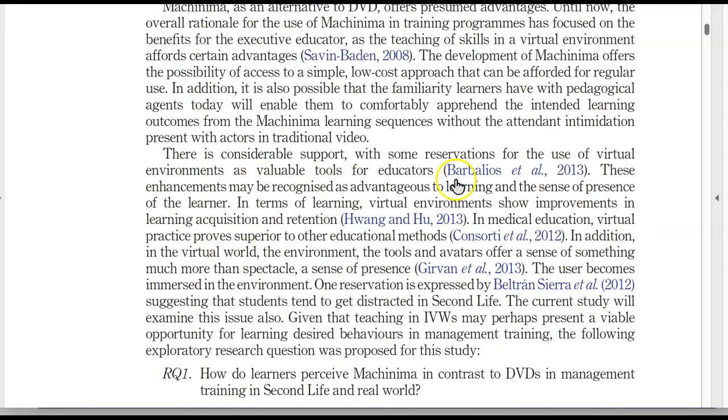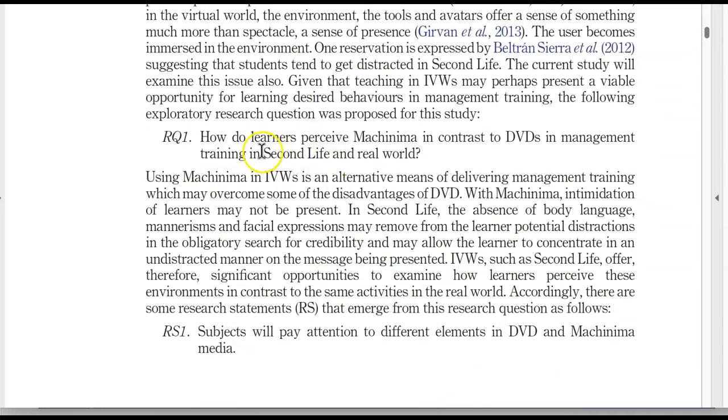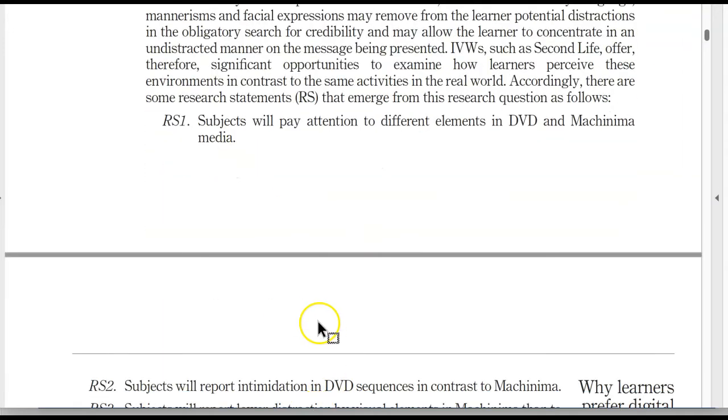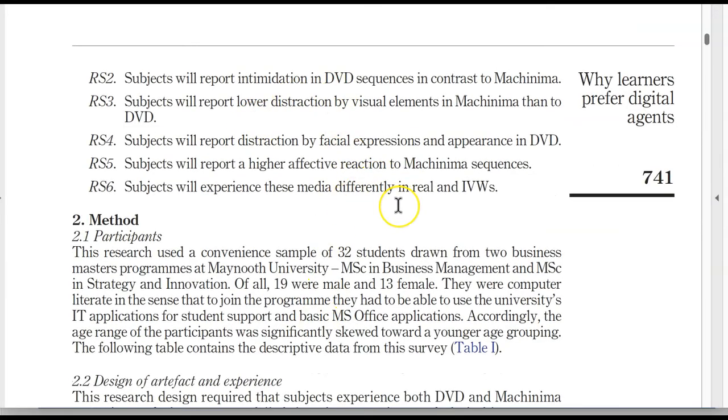And then there's considerable support for some of the reservations for the use of virtual environments. So now we're going to see some of these reservations be presented. And then we jump down into our research question. So this is the research question that this author is looking at. And then there are sub-questions that they're breaking down on what they're expecting to find. So this is not typically done. You normally don't see these statements, subjects will report. You really don't see that. These are more like what the author's planning to do.